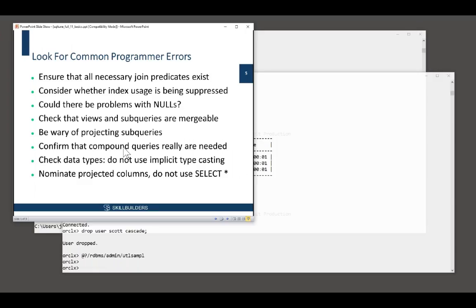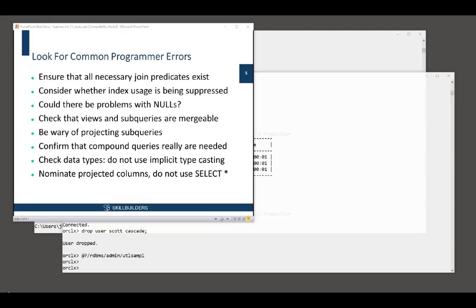What are the, I've used the word error, but errors is too strong. Programming structures, things I've seen several times that are going to cause problems. Ensure your join predicates exist. Well, my somewhat debatable point earlier, when I said use ANSI join syntax, that will help a lot. But this sort of thing, simple things: have you got your join predicates in there?